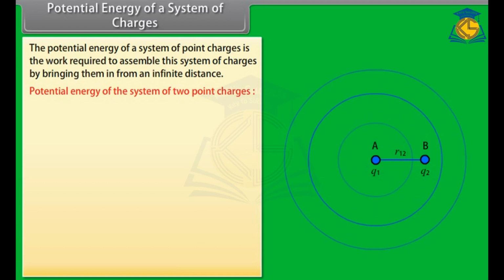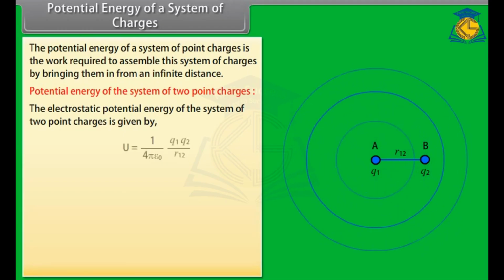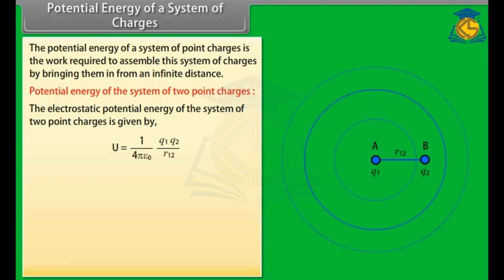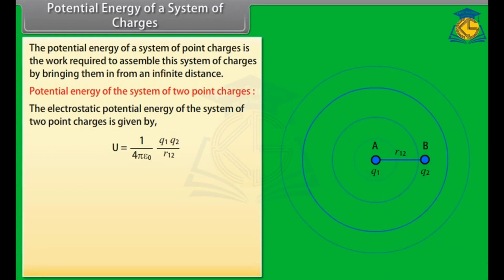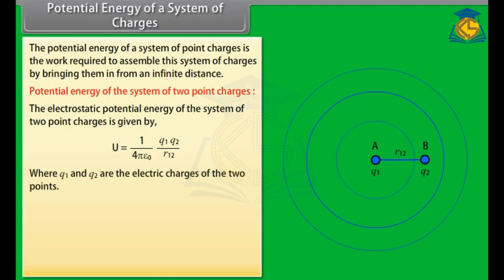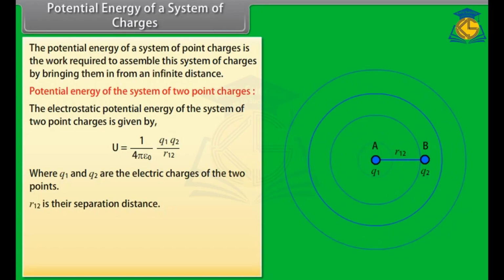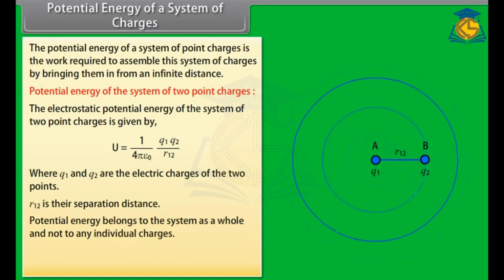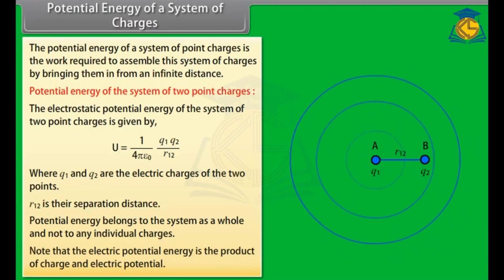Potential energy of the system of two-point charges. The electrostatic potential energy of the system of two-point charges is given by U as 1 upon 4 pi epsilon naught multiplied by Q1 Q2 upon R12, where Q1 and Q2 are the electric charges of the 2 points. R12 is their separation distance. Potential energy belongs to the system as a whole and not to any individual charges. Note that the electric potential energy is the product of charge and electric potential.